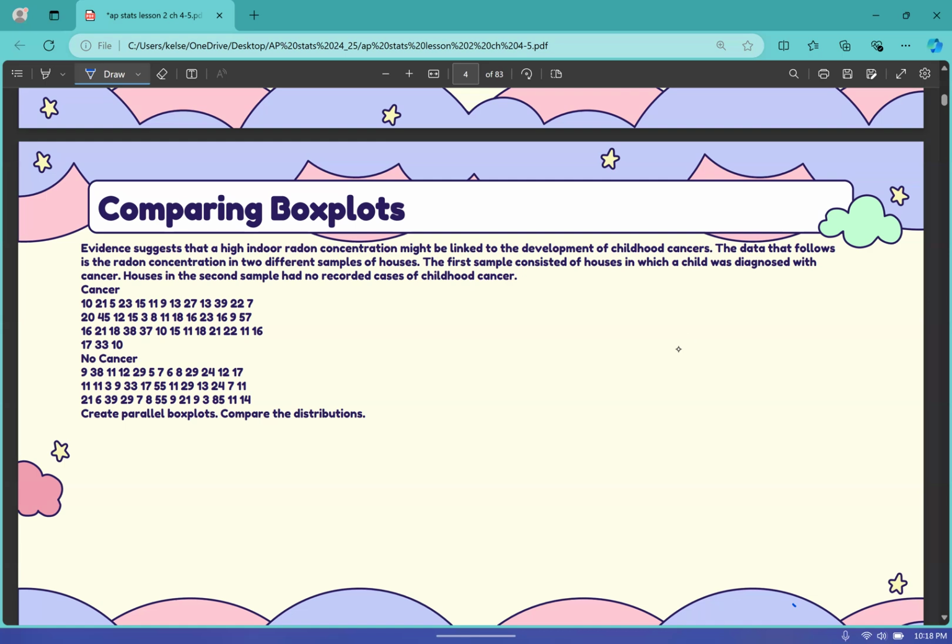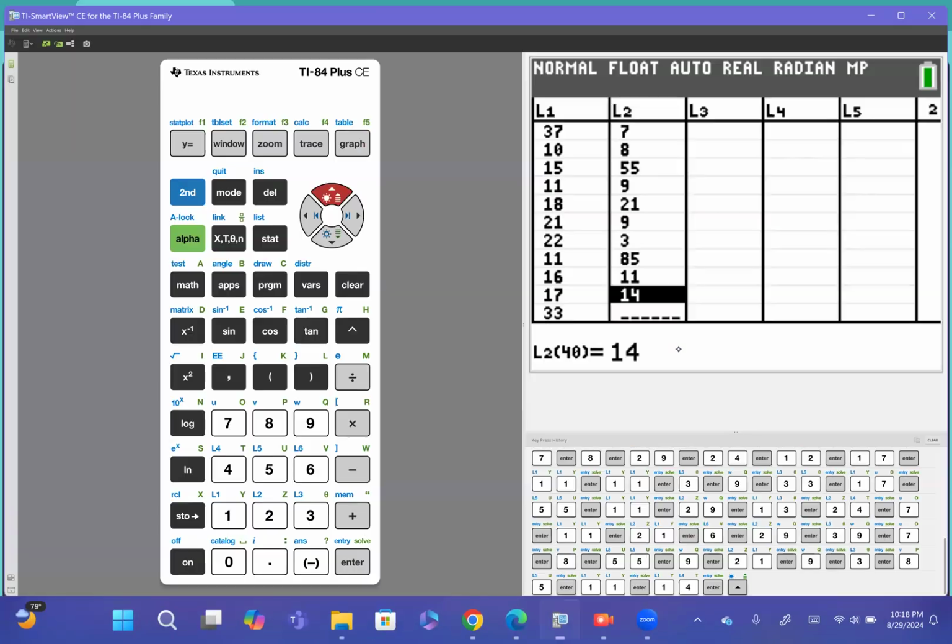We're going to put the cancer data in L1 and the no cancer data in L2. When you've done that, come back and join me. So now it says we're going to create parallel box plots, and then we're going to compare them. So I've got my data here.